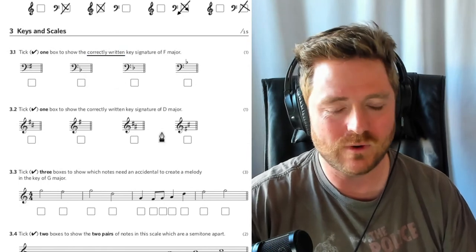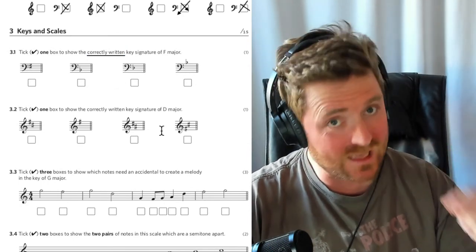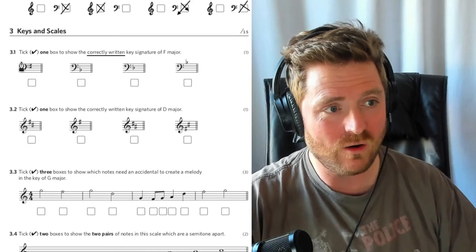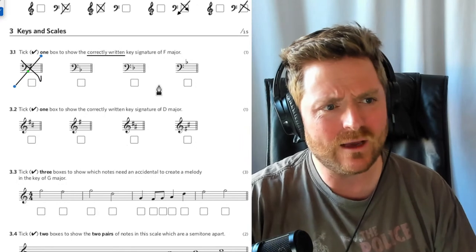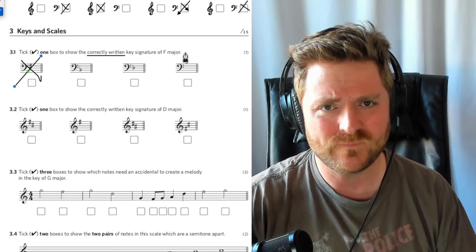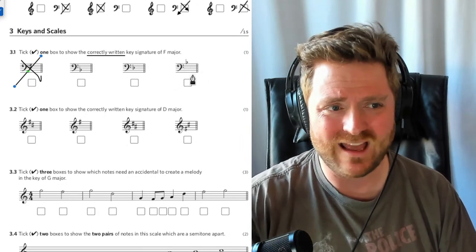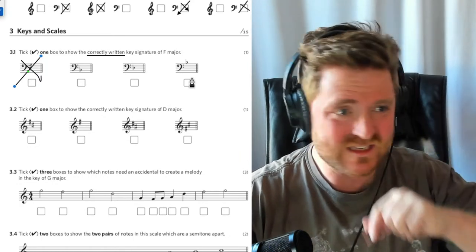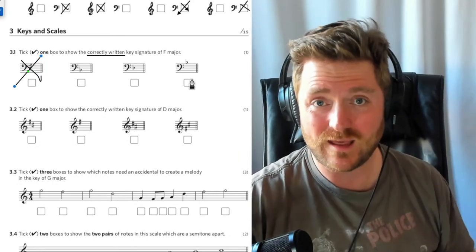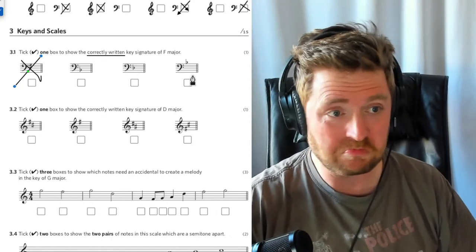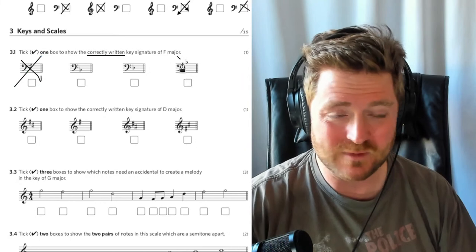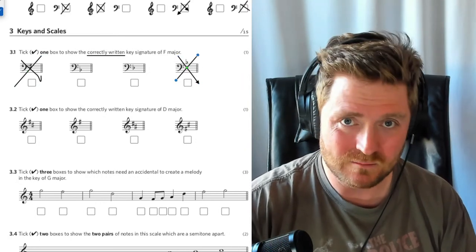Okay, so the correctly written key signature. Well, let's have a look at this. F major has a flat in the key signature, so it's not this one. Okay, it's absolutely not this one. Now, this one here, well, it is on the B flat, but it's off the top of the stave and on its own. If you ever see that in professionally printed sheet music, send it to me, because that should not have passed muster. That is not the way we write B flat.